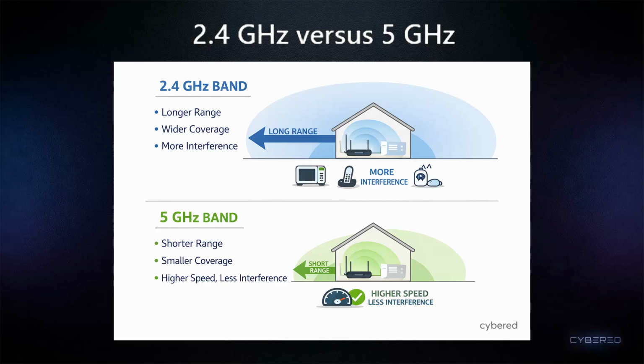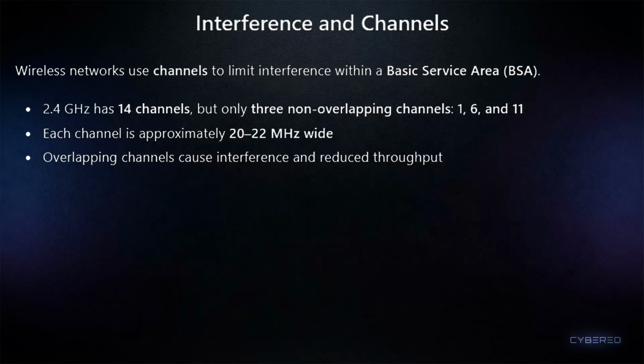Both 2.4 and 5 GHz signals degrade when passing through walls, metal, and other obstacles. The main drawback of 2.4 GHz is interference, because many nearby networks share the same band. Overlapping signals can significantly reduce performance. Wireless networks use channels to limit interference within a basic service area.